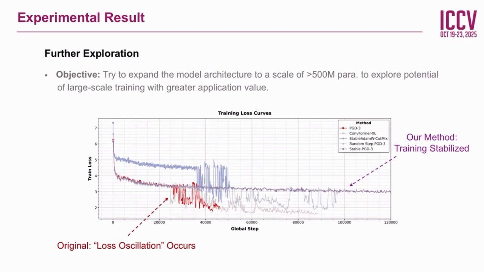As seen in this picture of the training loss curves, we encountered loss oscillations in the original method. You can see the red line, where the loss fluctuates significantly. The other method also makes the training unstable. Our method successfully stabilized the training process, as you can see, demonstrating the effectiveness of our method in addressing the issue of loss oscillation during large-scale adversarial training.